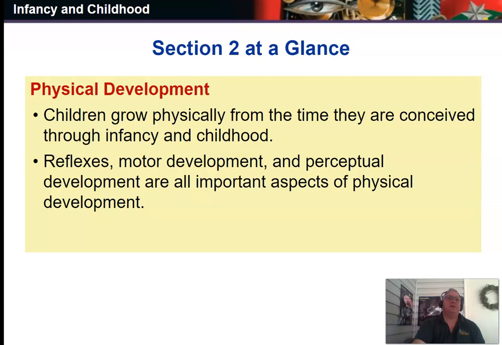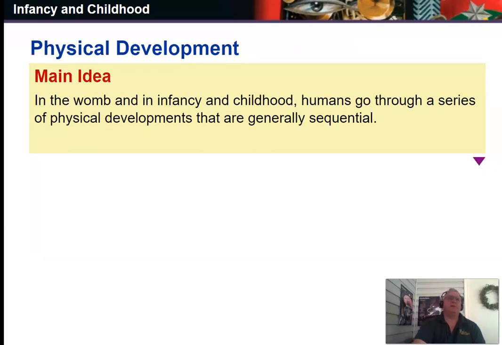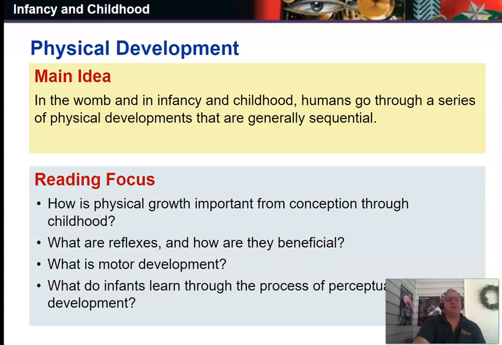Section 2. Physical development. Children grow physically from the time they are conceived through infancy and childhood. Reflexes, motor development, and perceptual development are all important aspects of physical development. In this section, you'll learn that in the womb, infancy, and childhood, humans go through a series of physical developments that are generally sequential. So in your notes, you should have: how is physical growth important from conception through childhood? What are reflexes and how are they beneficial? What is motor development, and what do infants learn through the process of perceptual development?